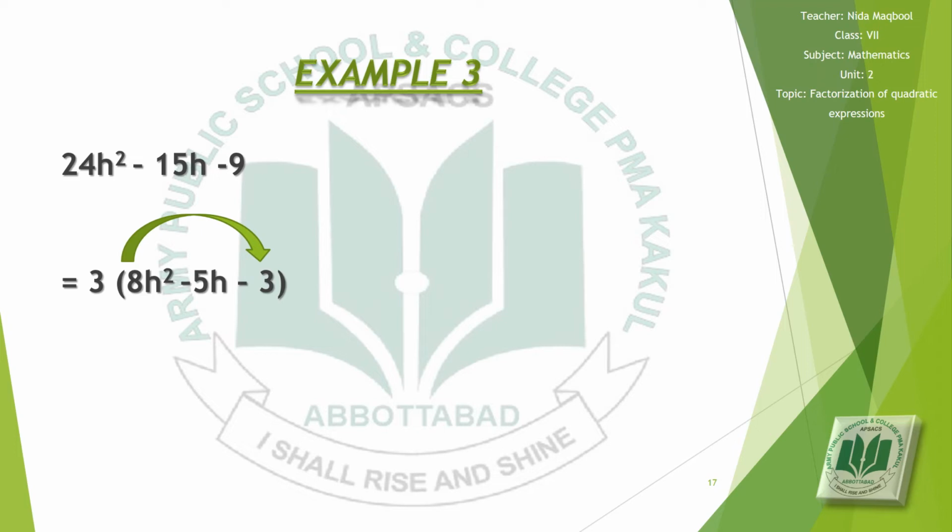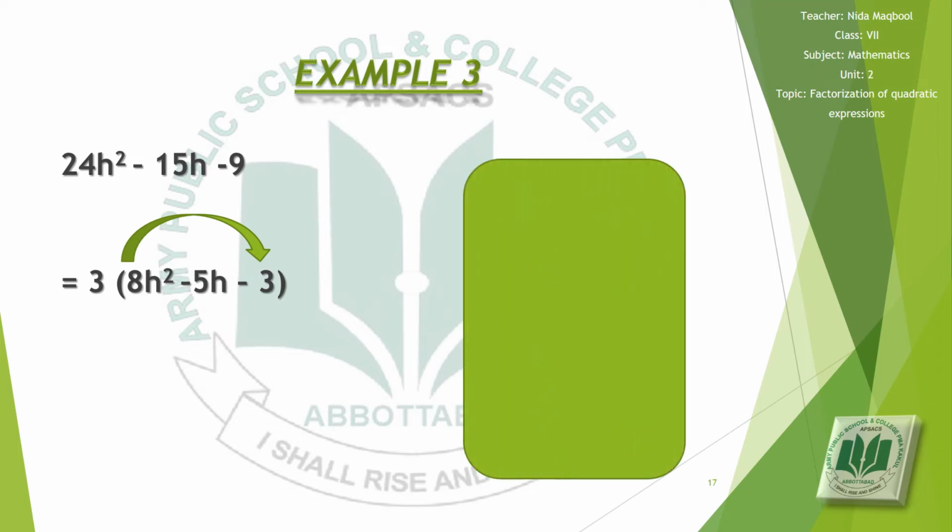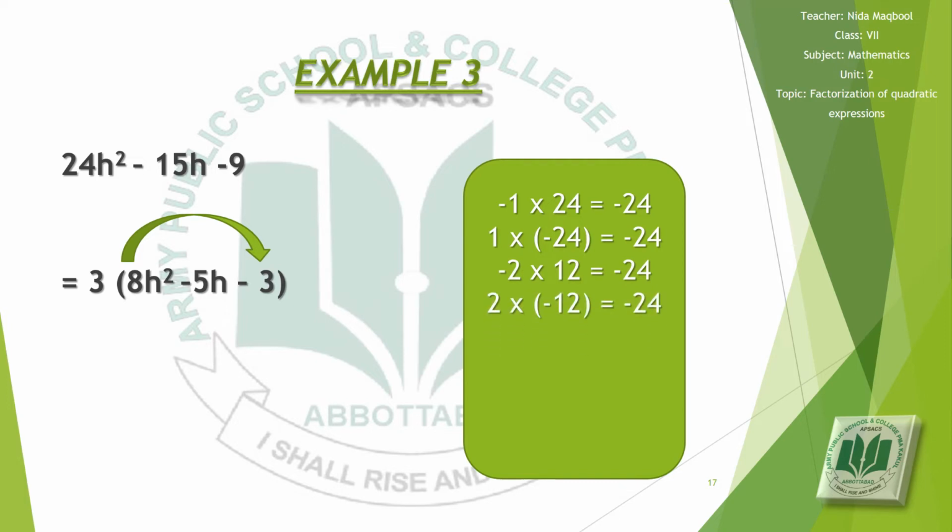The product is equal to minus 24. Now we will find out the factors of minus 24. Possible factors are minus 1 into plus 24 or 1 into minus 24. It could be minus 2 into 12 or 2 into minus 12. Another pair could be minus 3 into 8 or 3 into minus 8. Last possibility is minus 4 into 6 or 4 into minus 6.